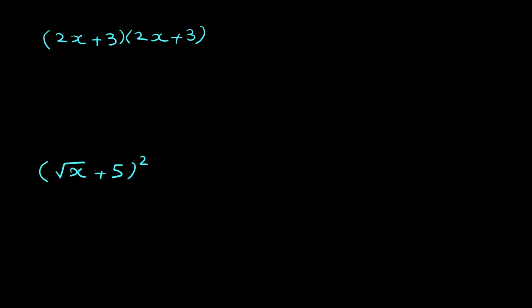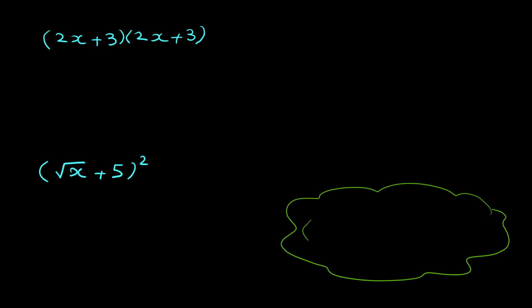And now look at these examples. 2x plus 3 times 2x plus 3. Attention here, we cannot use that identity, because in that identity we have to have a plus b times a minus b, or a minus b times a plus b. But here the sign is the same. Here we need another important identity. The identity that we are going to use is this.